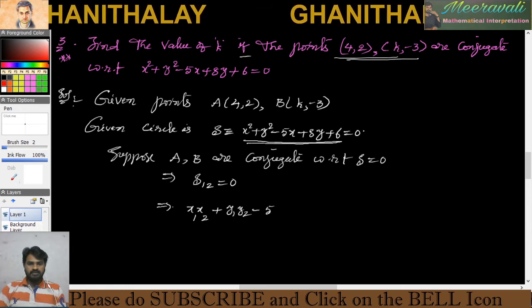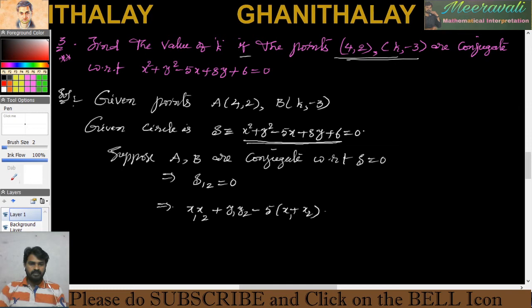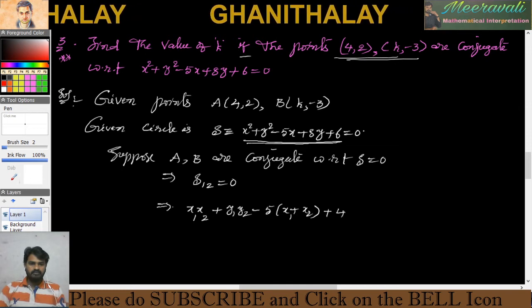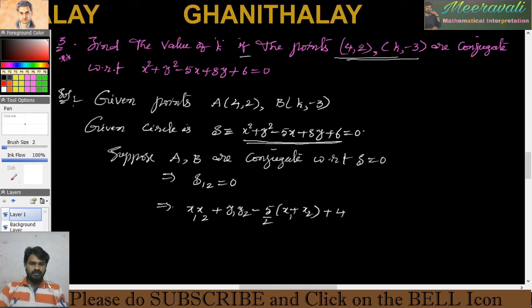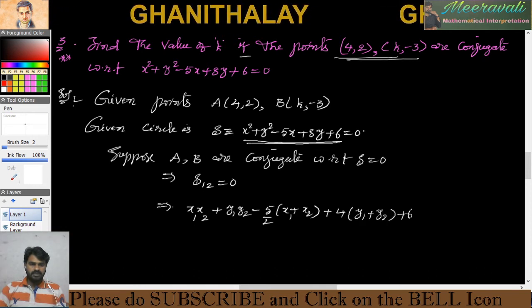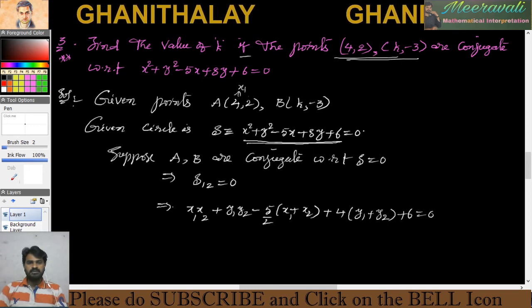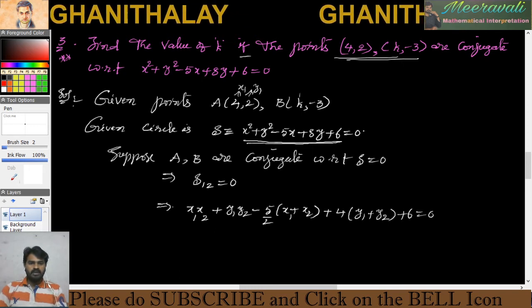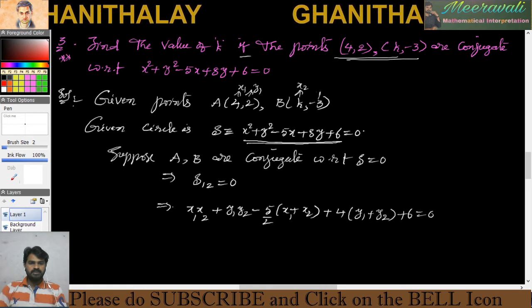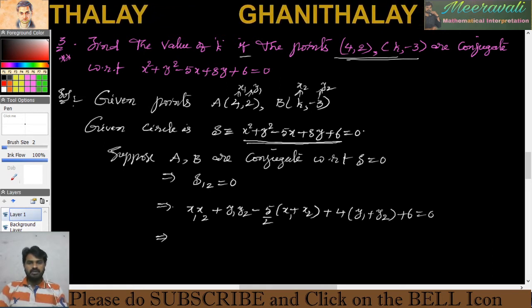Now half of x coefficient, x1 plus x2. Next half of y coefficient, 4 into y1 plus y2, plus 6 is equal to 0. Now substitute x1, this is y1, and this one x2, this is y2. Now carefully in this equation we can substitute.